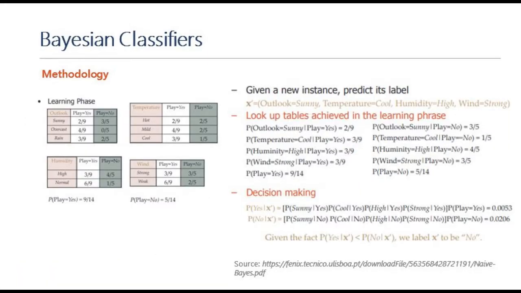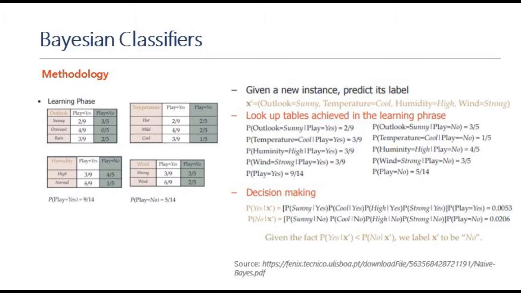So as a first step, we look up the tables archived in the learning phase. We already computed all of the probabilities for every category and every distinct instance from this category. So in the decision-making process, to compute the probability of a person that played given certain instances, we take all the computed instances, multiply them together, and then we multiply that with the probability of play equals yes.